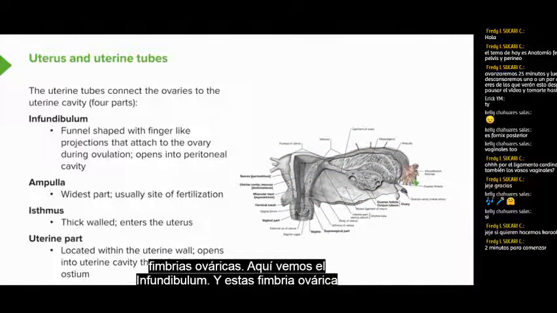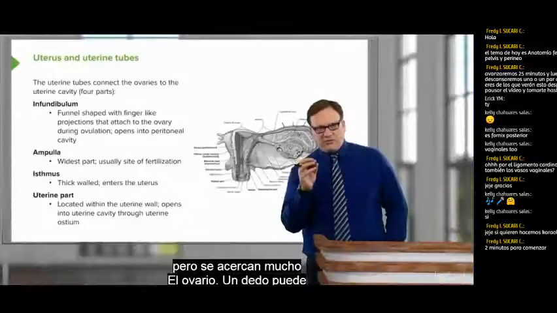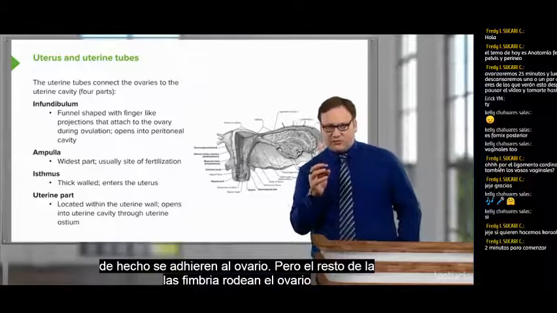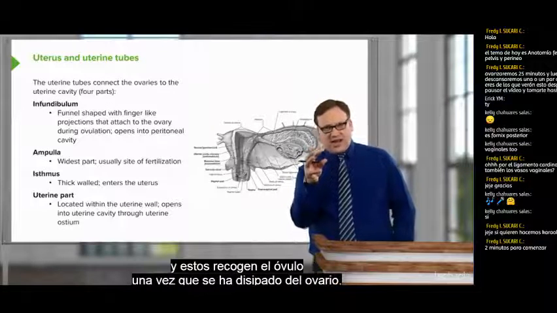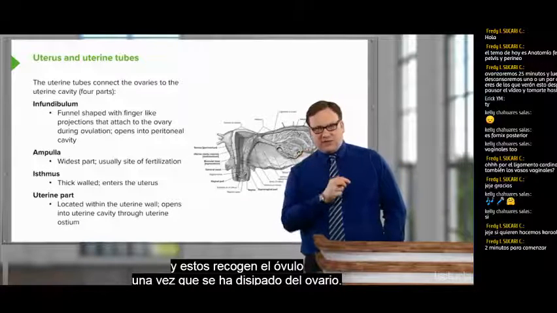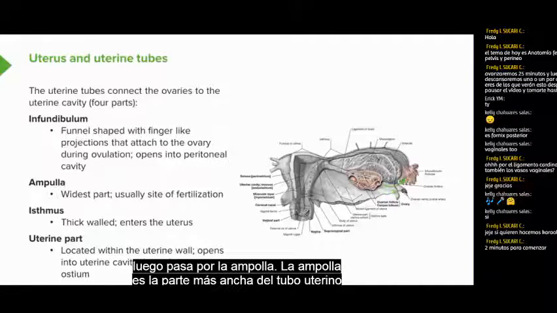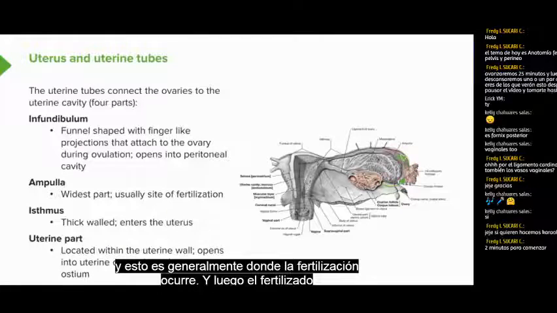Here we see the infundibulum, and these ovarian fimbriae come close. They don't physically attach to the ovary, but they come very close to the ovary, and one finger may, in fact, attach to the ovary. But the rest of the fimbriae are kind of surrounding the ovary, and these collect the ovum once it's been dispelled from the ovary. Once the ovum has been dispelled and passes into the fimbriae, it then passes down the ampulla. The ampulla is the widest part of the uterine tube, and this is usually where fertilization occurs.